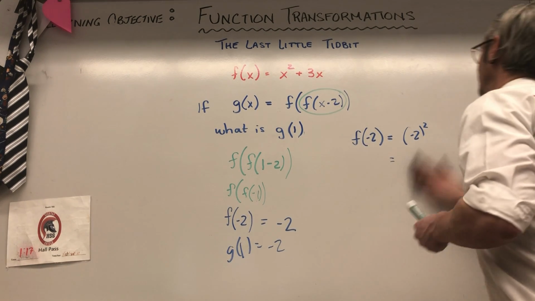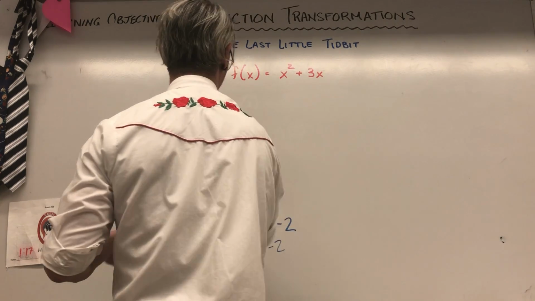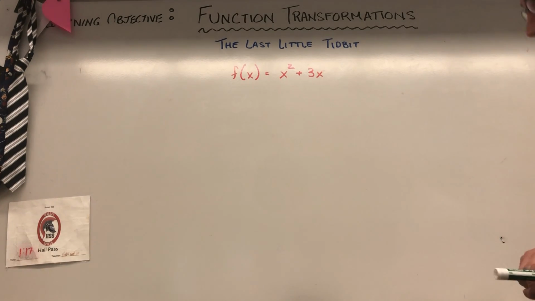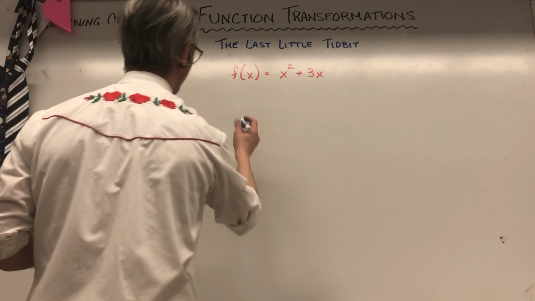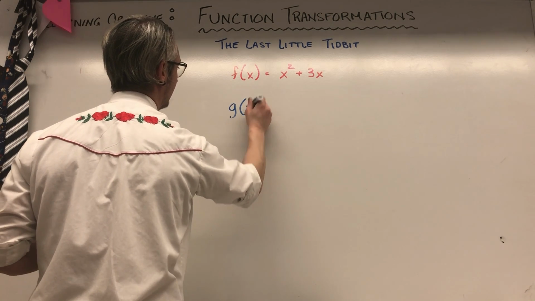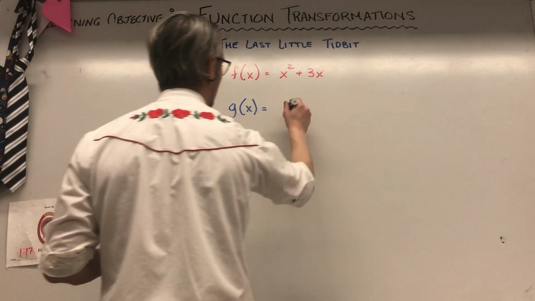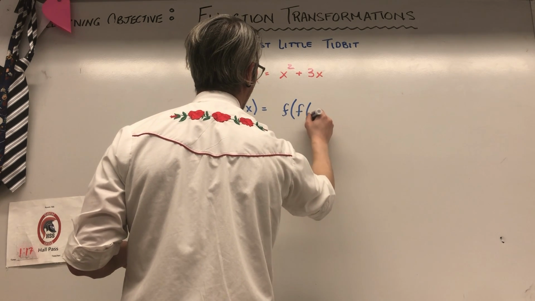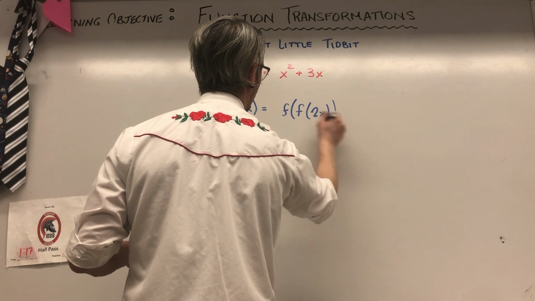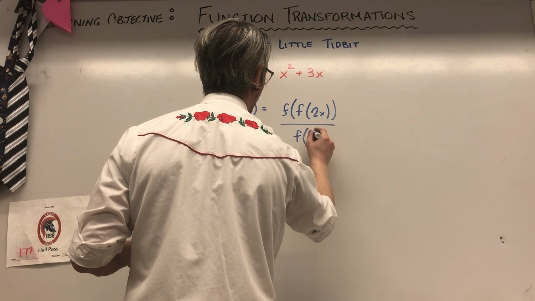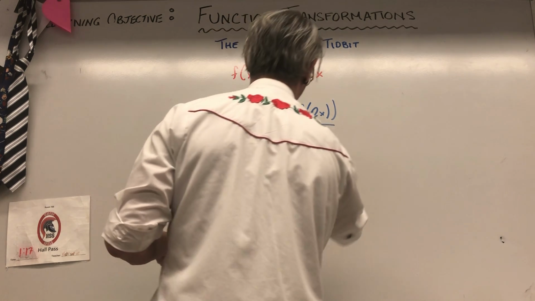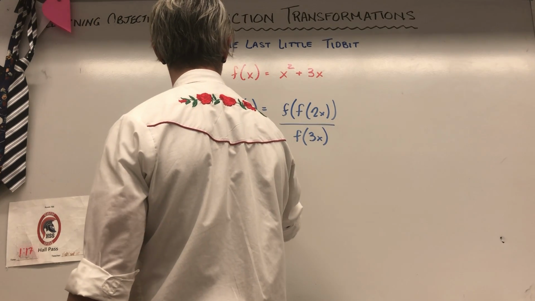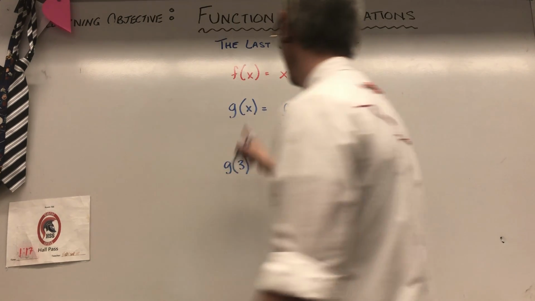Okay, one more further. Well, maybe we'll do a couple more. We're having too much fun here. I'm going to keep my same function because who cares? It's a beautiful little function, I think. So let's say g of x is now equal to f of 2x divided by f of 3x. And I say, what is g of 3? With an input of 3, when x is 3.